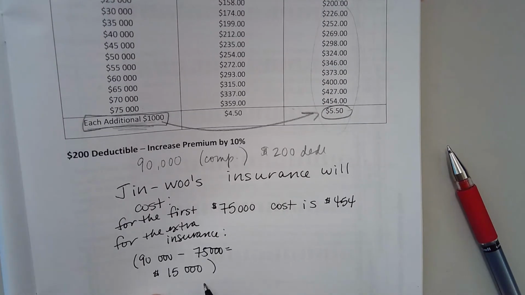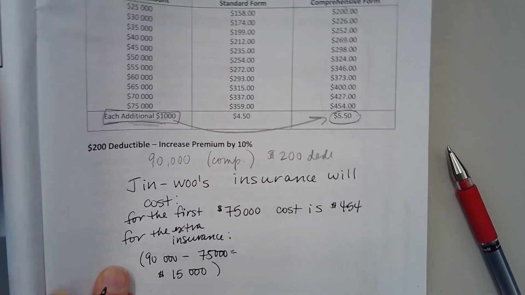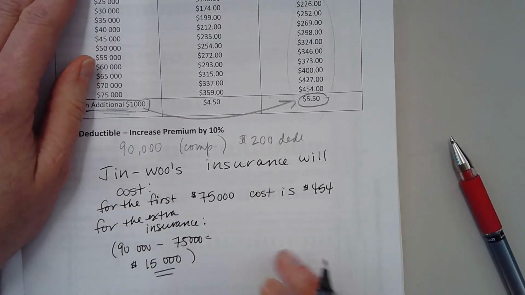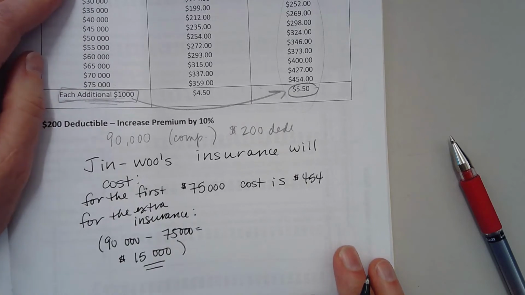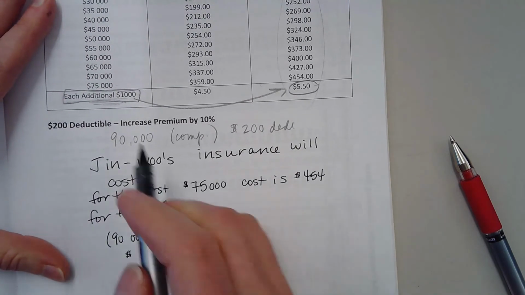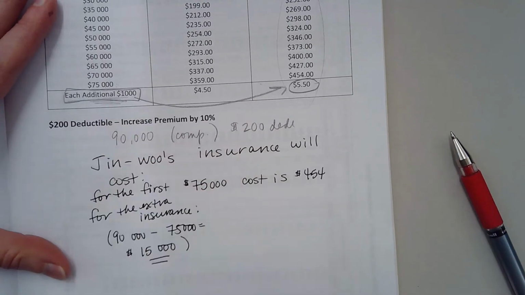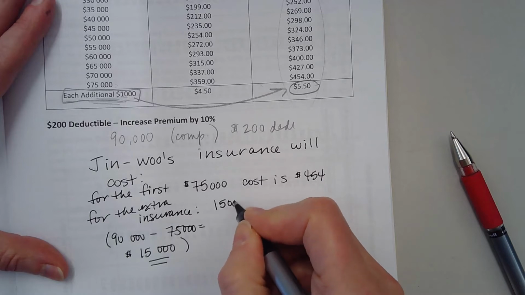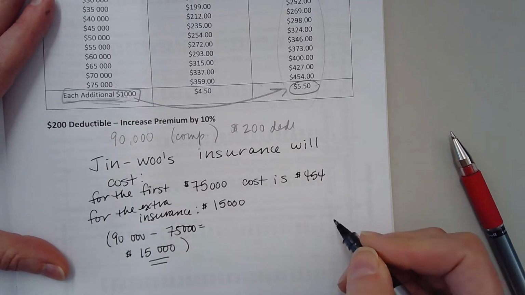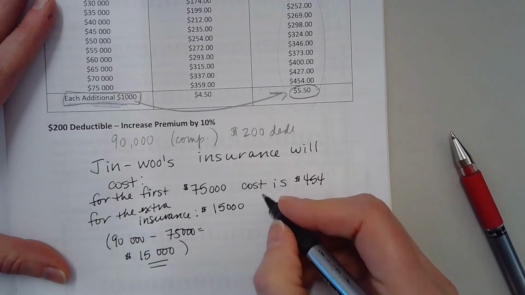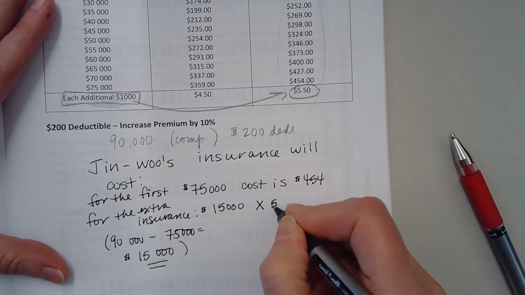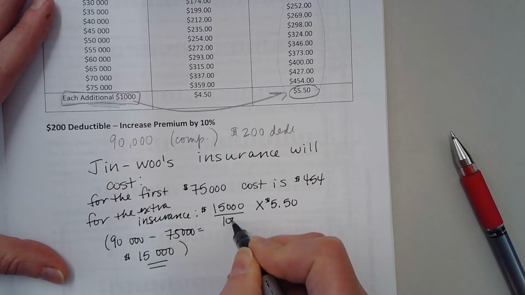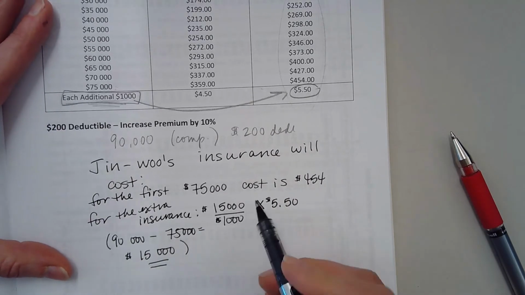Total. Okay, so what do I have here? I have these two amounts, right? 454 plus 82.50. I got 536.50. Yeah. Okay. So that's how I calculate that extra amount, right? Just because when you go off the charts, you have to calculate your extra amount.